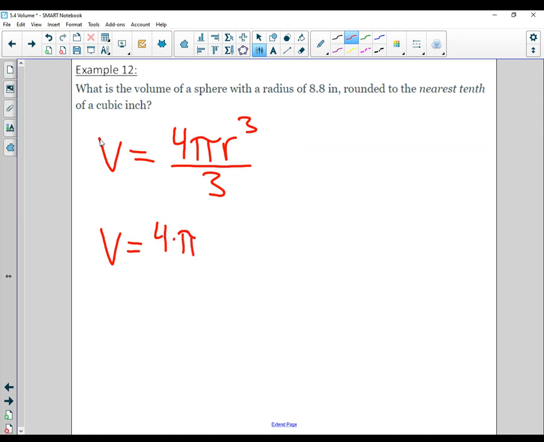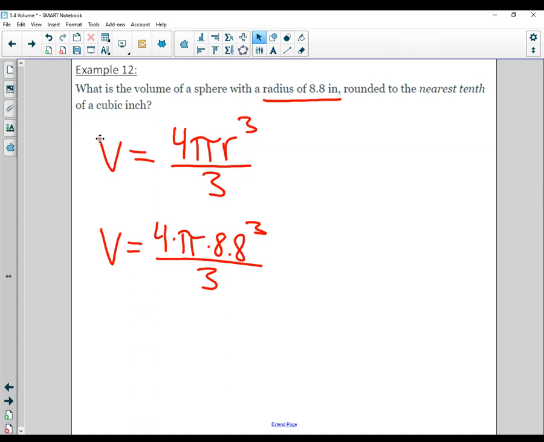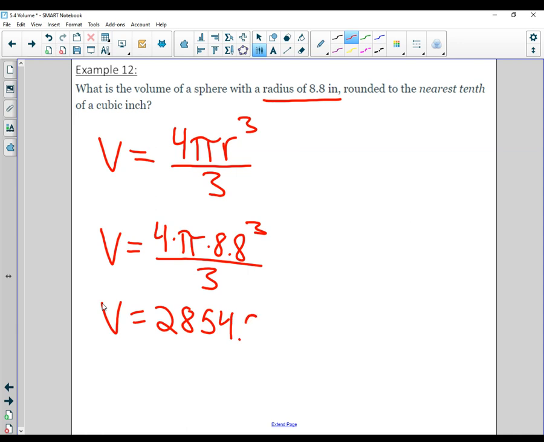4 times pi is just a number times r. The radius it gave us was 8.8 cubed all over 3. Please don't multiply 8.8 by 3, right? So we have 4 times pi times 8.8 cubed, and then we're going to divide that all by 3, and we get 2,854, and then if I'm rounding properly, 0.5. So 2854.5. And then this was in inches, so it'll be cubic inches since it's a volume.